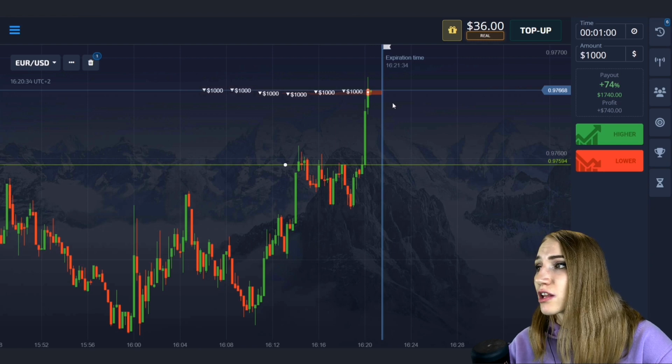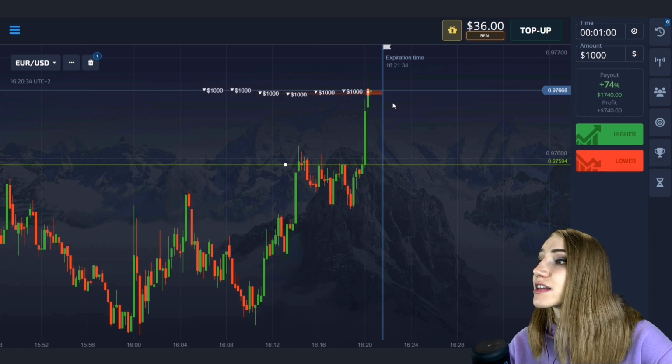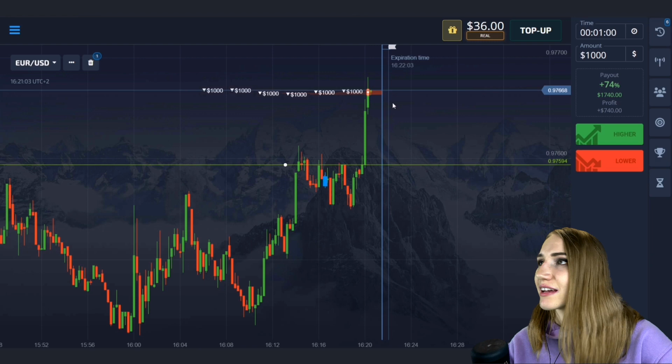And also you can see the long wicks up, and this rotation tells that this is the attenuation and there will be the rollback down very soon. Let's see what can happen here.